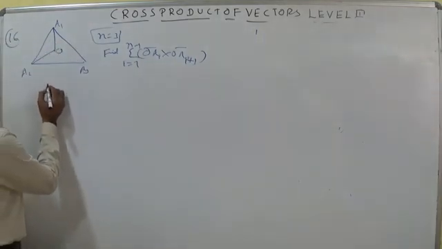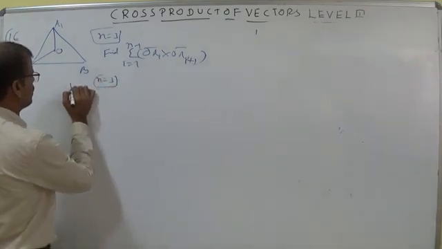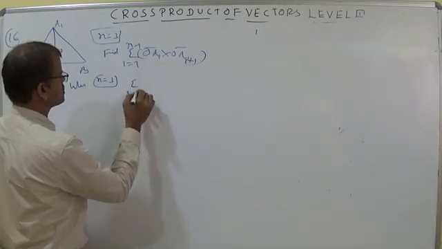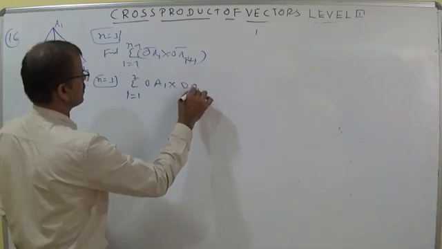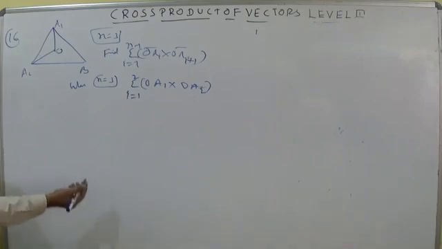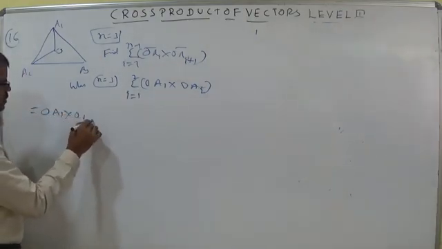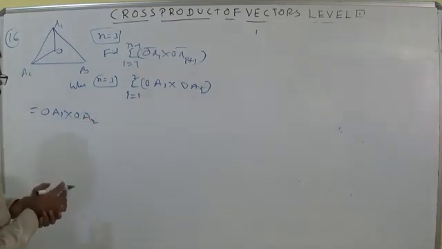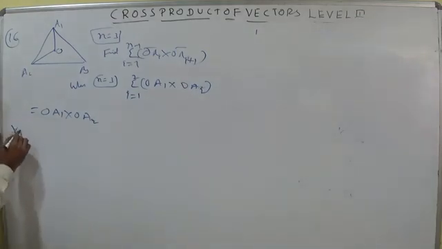Let us discuss when n is equal to 3. When n is equal to 3, here sigma i is equal to 1 to 2, that's all. 1 to 2 of OA1 cross OA2, enough. There is no question of sigma, only 2 terms. OA1 cross OA2. Simply OA1 cross OA2. Whenever it is OA1 cross OA2, you can write here using verify options.